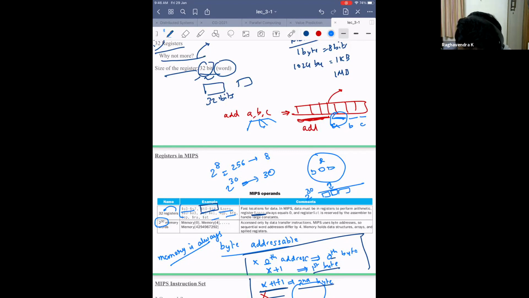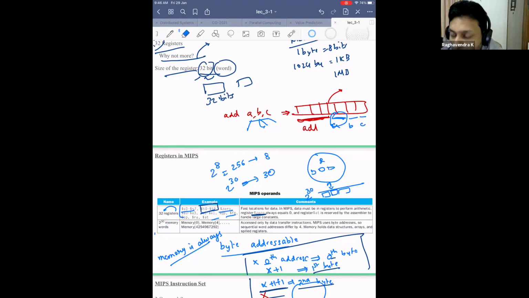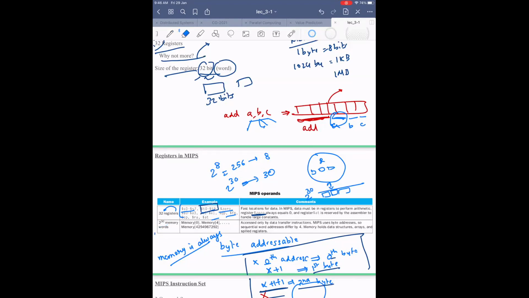What is this 2 power 30? When I say 2 power 30, am I saying there are 2 power 30 bytes or 2 power 30 what? What have I written here? 2 power 30 memory words. So 2 power 30 locations. Yeah, 2 power 30 memory words. How many bytes does a memory word have?